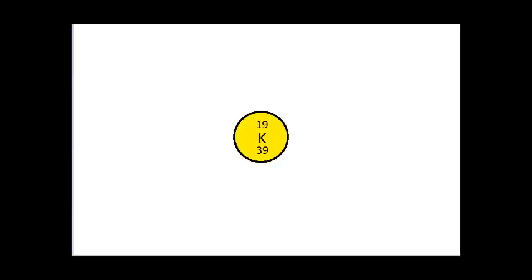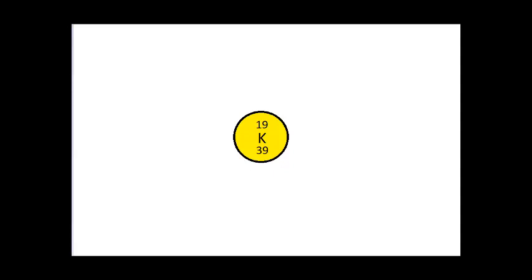I have drawn here the nucleus of a potassium atom. The top number, the 19, represents the atomic number. This is going to be the number of protons that are found in the nucleus. The bottom number is going to be the total atomic mass, in this case 39 units.